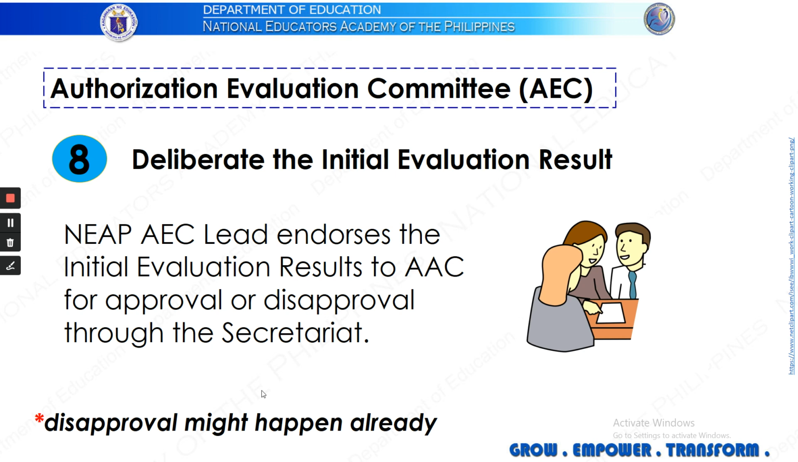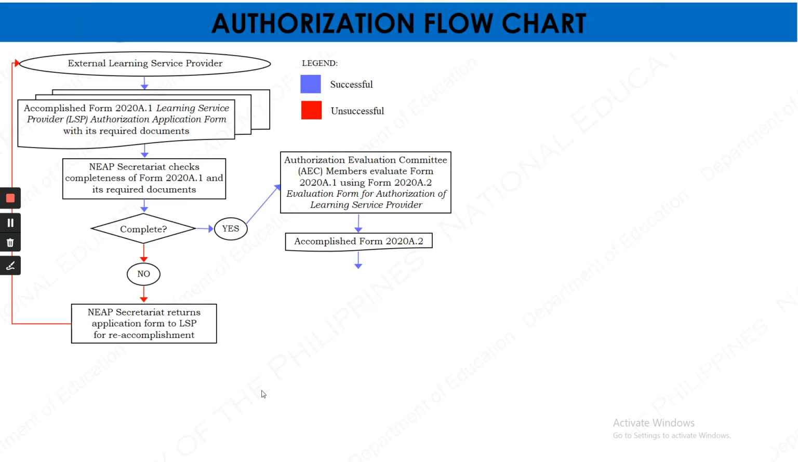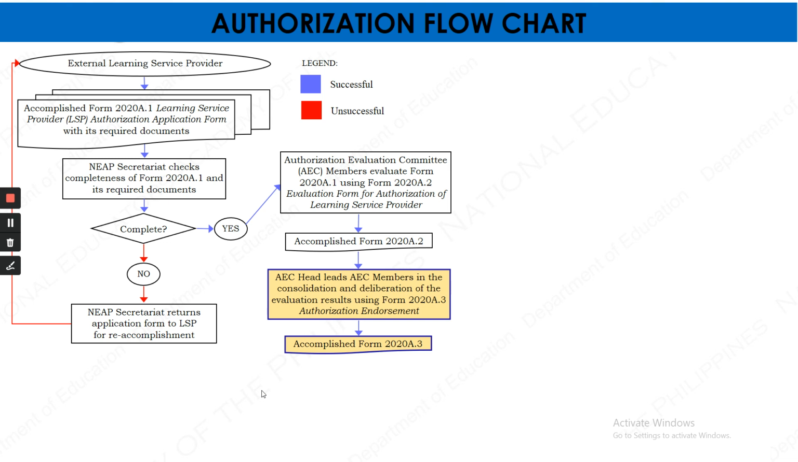We really want to have evidence so that when we give the result to the external learning service provider, we have enough evidence, we have reason why and how we came up with this decision. So why through the Secretariat? Because in step, okay, later on I'll explain. So here is the flow chart. So we have the accomplished Form 2028.2.